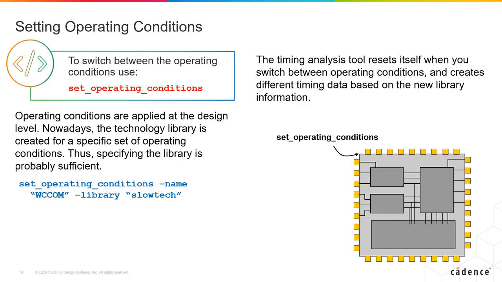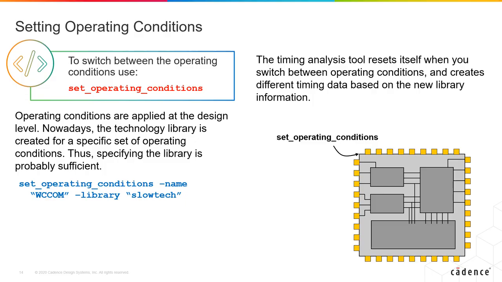Operating conditions are something that you would apply at the design level. We have specific library files created for a specific set of operating conditions. So, you can specify just the library and that in itself is sufficient. But if you are reading in multiple libraries and you want to use a specific set of operating conditions, then you should use the set_operating_conditions command to set that particular operating condition to use as your default for timing analysis.